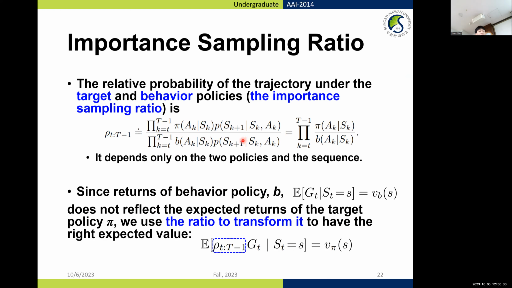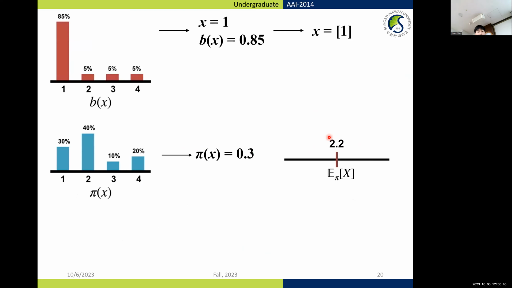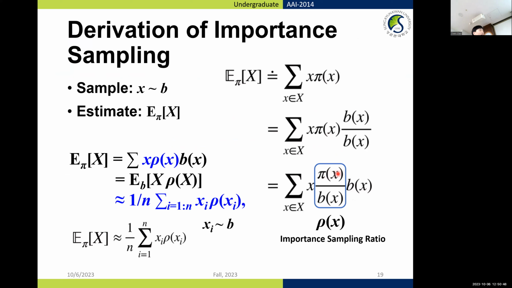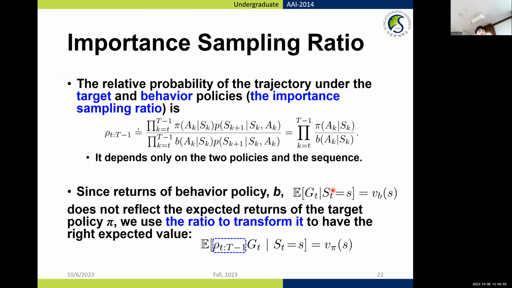So they are using the same environment. The transition probability is the same, so they can be canceled out. So eventually we have this ratio. This is an importance sampling ratio, which is similar to the previous one, the one we derived here, right? Pi x bx, importance sampling ratio. But the thing is here we just put them into this reinforcement learning, Monte Carlo method. Then this is the importance sampling in the MC method.